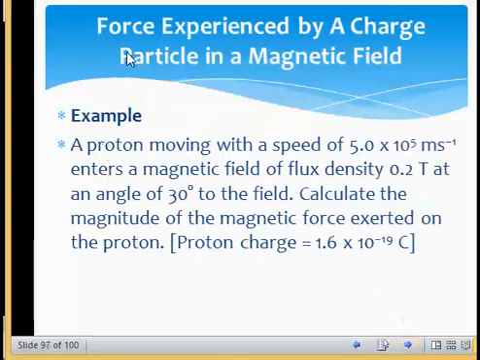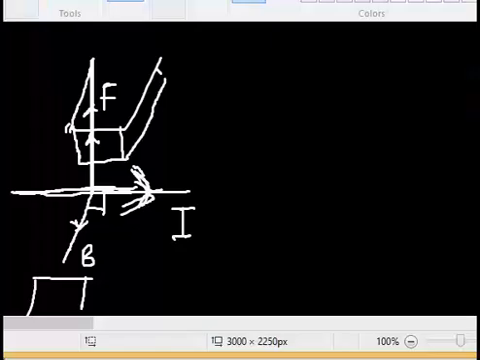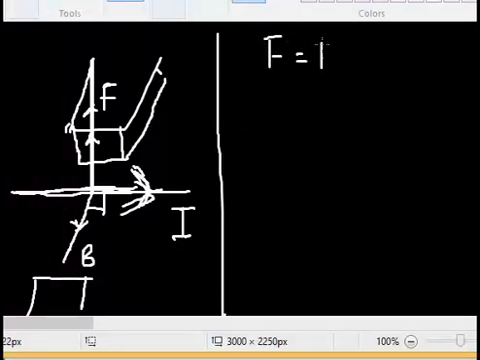So now let's look at the force experienced by an electric charged particle in a magnetic field. Having known that a current experiences a force which is given by BIL sine theta, how about a charge? Does a charge in the magnetic field experience a force, and what's the formula for the force? Remember, what carries charge is the electron. Electrons are charge carriers. So let's look at how we can derive that formula.